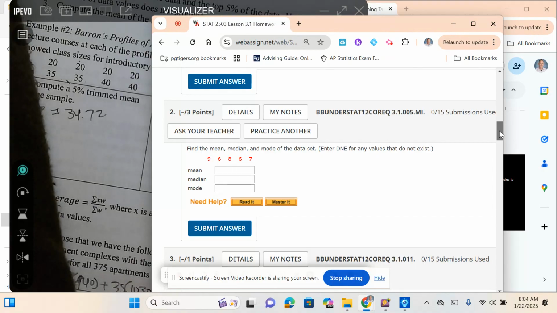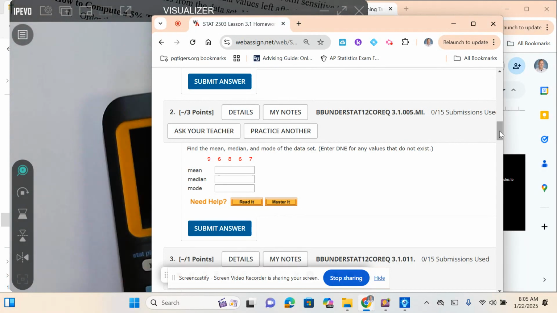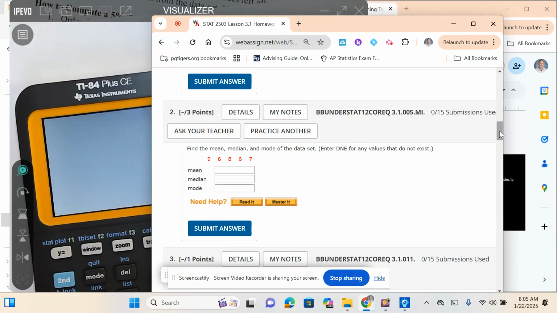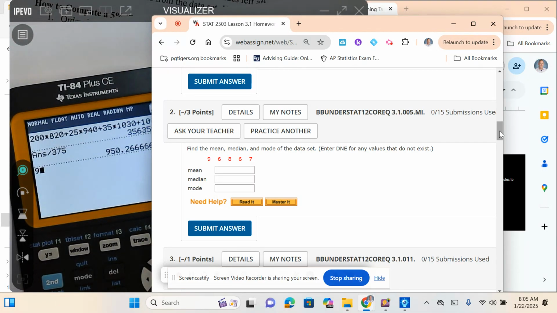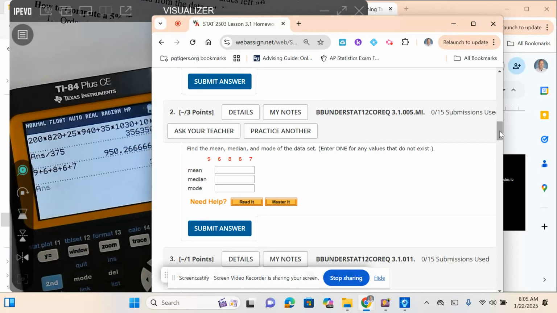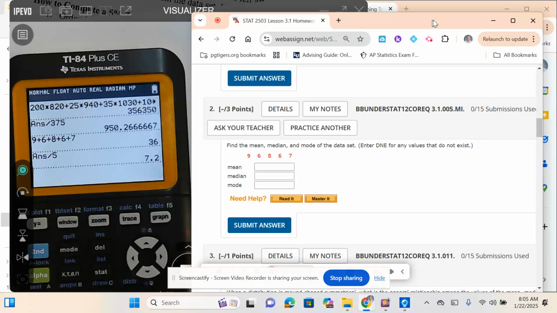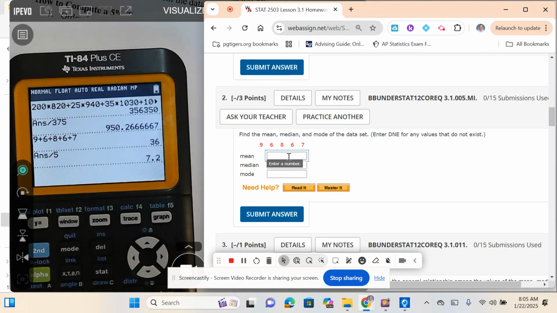So I could go to first the mean. I could add them up, divide by 5. So I'll add up these values: 9 plus 6 plus 8 plus 6 plus 7 and divide by 5. I get 7.2. So we're probably going to have different numbers here. So keep that in mind.